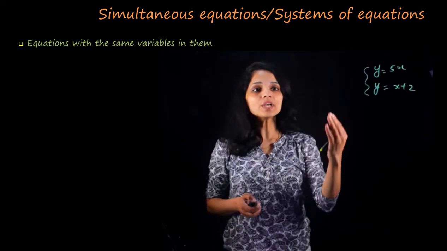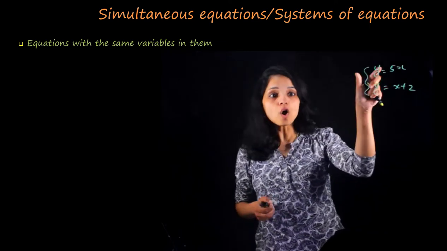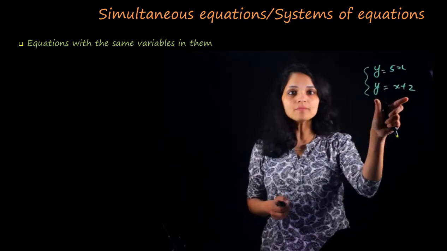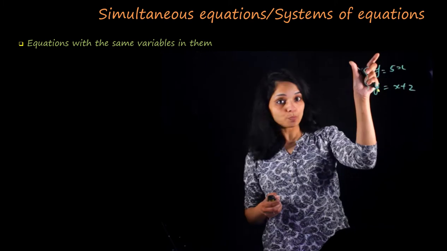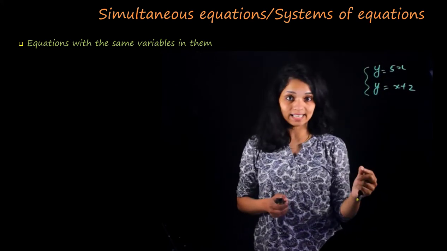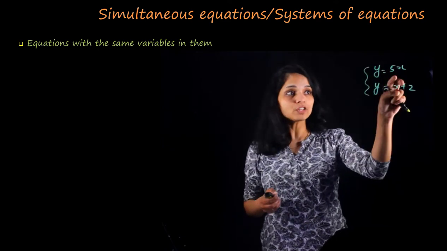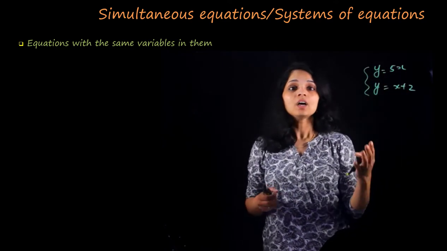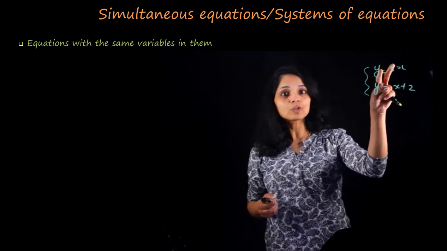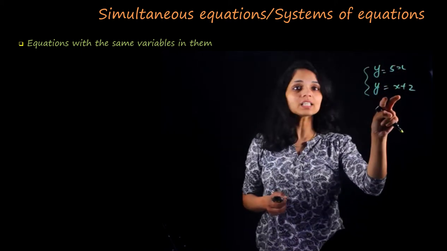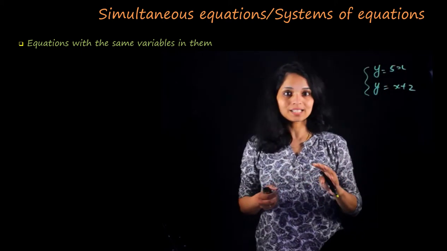Now we are interested in finding a common pair of x and y values that satisfies both equations simultaneously. So that's what we are trying to do. The common pair of x and y values, if you put those values into this equation and this equation, satisfies both equations simultaneously.